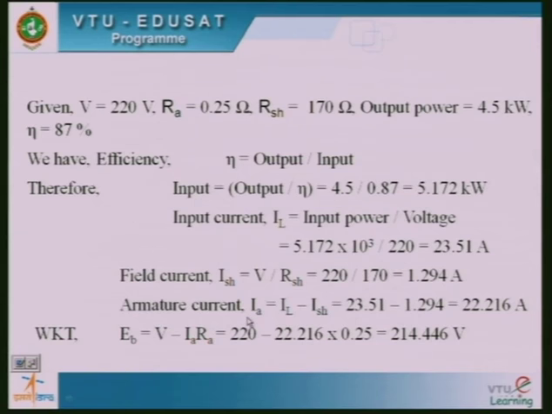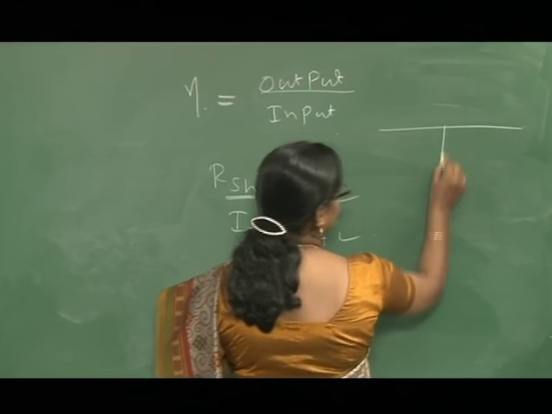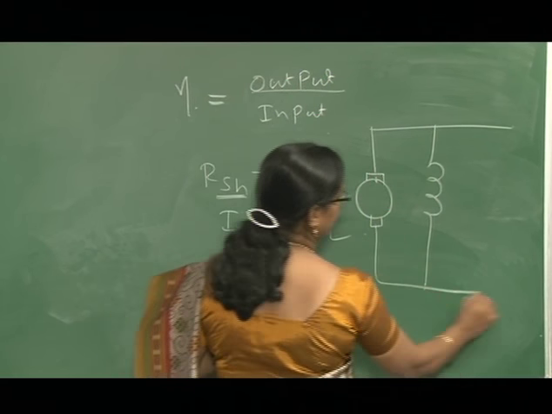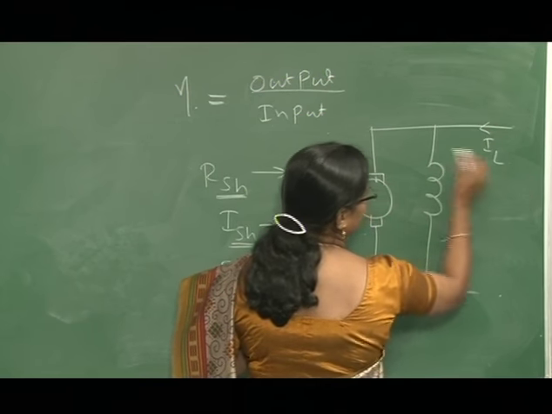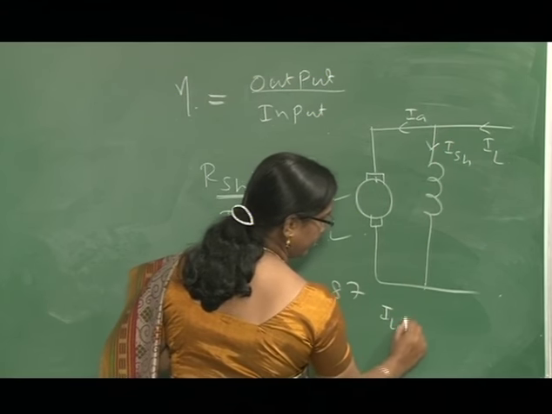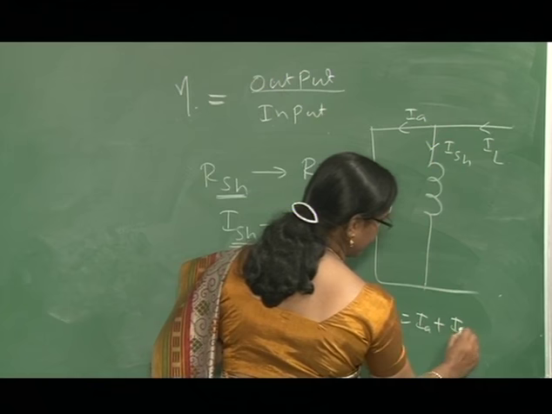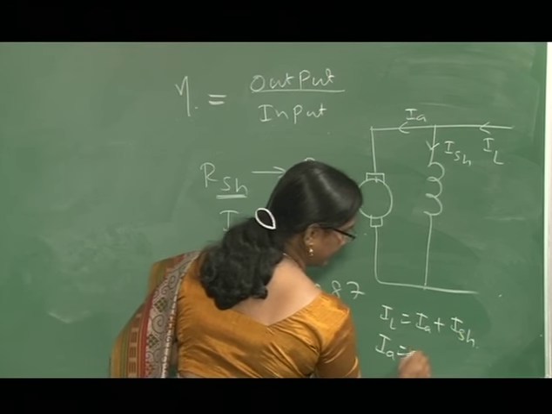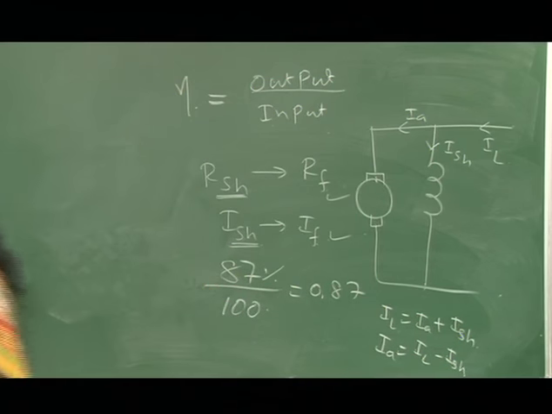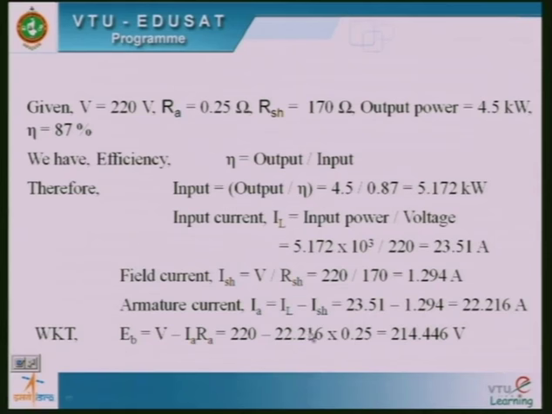Then for the armature current, we have the relationship IA is equal to IL minus ISH, because in the case of shunt connection we are connecting the shunt field winding in parallel with the armature. So the current drawn from the supply is equal to ISH plus IA. So IL is equal to IA plus ISH, and now IA is equal to IL minus ISH. By using this relationship, you can calculate the armature current IA. So we are getting 22.216 ampere.